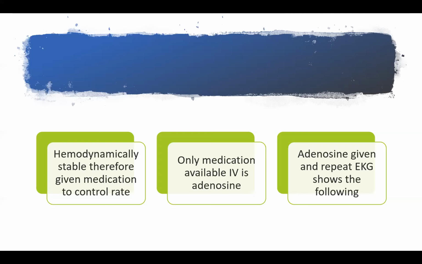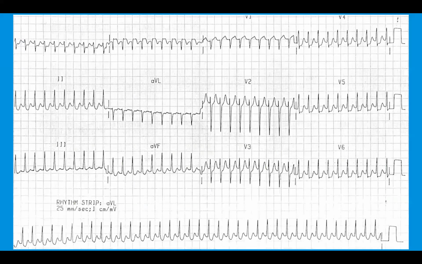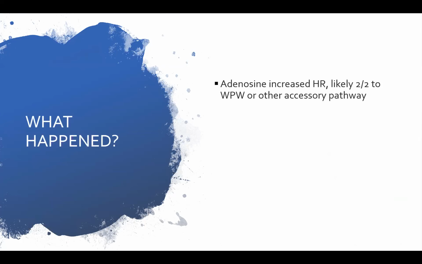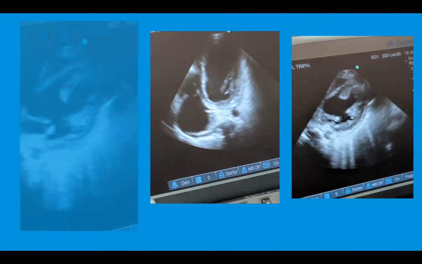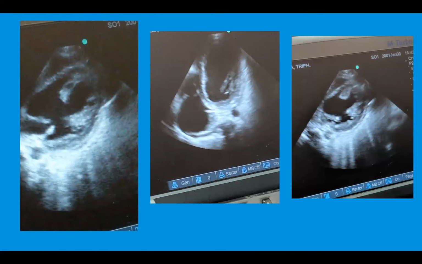So what I did is, the hemodynamics were stable, so I did not perform cardioversion. The only medication available was IV adenosine, and adenosine was given, and this is the following EKG after that adenosine. What happened was the patient had undiagnosed WPW, and I basically increased her heart rate to the 200s. So her heart rate is 225. What do I do next? I did an ultrasound. It looked kind of like a thrombus.